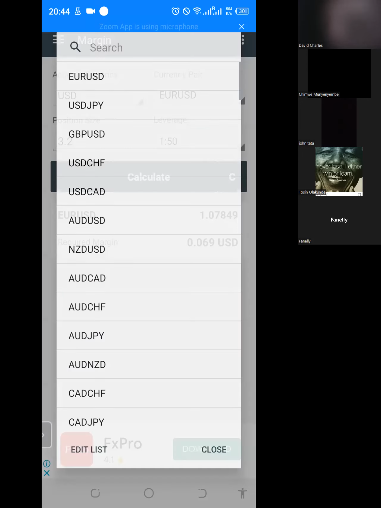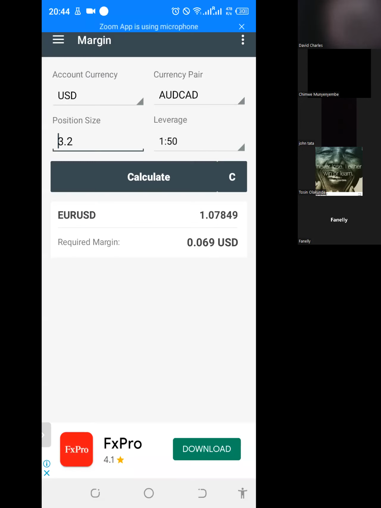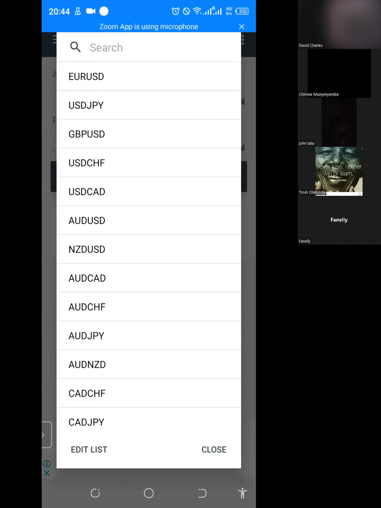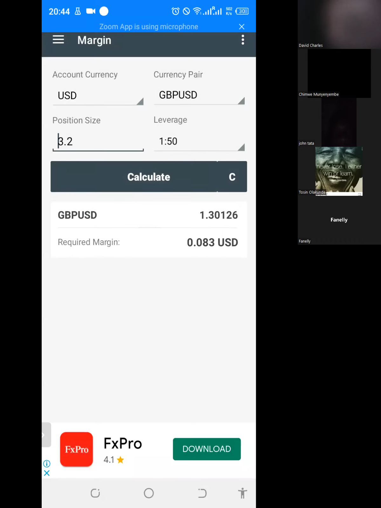So it's per volume of a certain pair. You can see AUD card is showing 0.047. Let's go to GBP USD calculate. It's showing 0.083. It depends on the pair that you're trading. So you need to know the volume of whatever you are trading. Should anything go south, what do I need to do? So you need to know the margin level that you have. This is the reason why we need apps like this, so that you know how much you are risking.